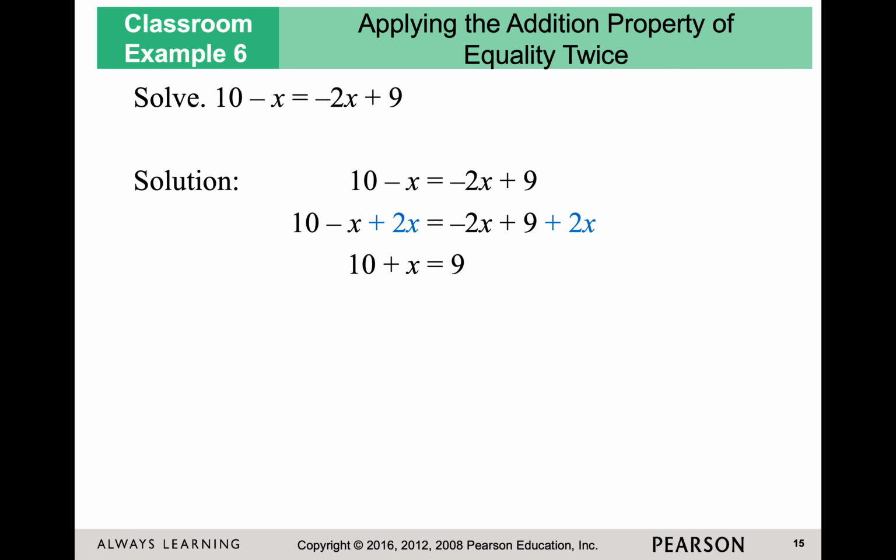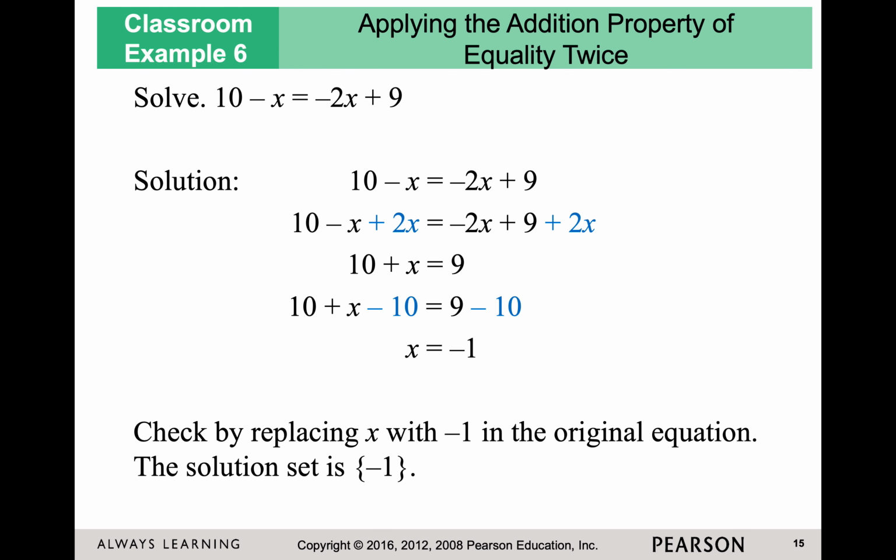Now I'm going to subtract 10 from both sides in order to get x alone. And I get x equals negative 1. I'm going to check my solution by replacing negative 1 in the original equation, and I should get that it is true.